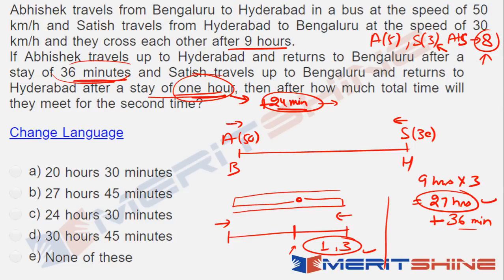So when they both cover up this deficiency of 24 minutes, they would do it at a faster pace. So this 24 minutes can be covered up in 24 into 3 by 8. Where does this 3 come from? Here. 8 from here. So this is 9 minutes. So in 9 minutes they can cover up the deficiency of 24 minutes. So what is added further to it? This 9 minutes. So 27 hours plus 36 minutes plus 9 minutes, the answer becomes 27 hours 45 minutes.